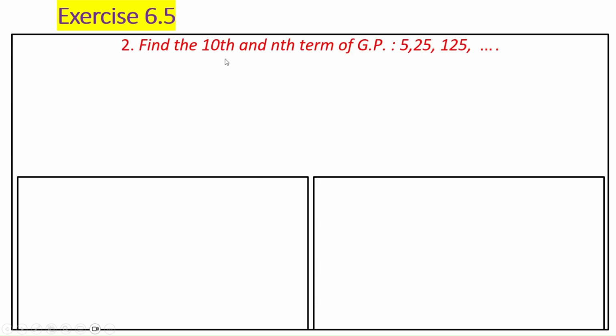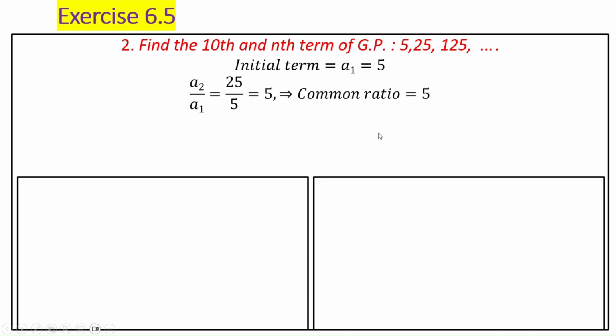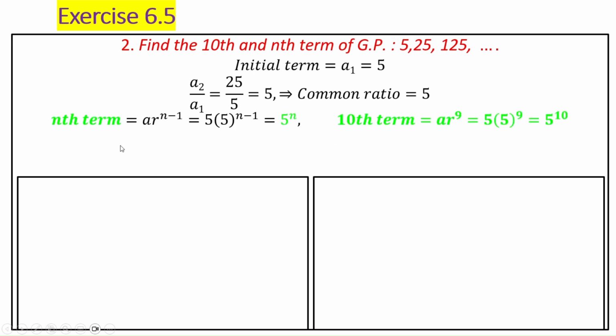Find the 10th and nth term of the GP given here. The initial term is a1 equal to 5 and the common ratio is 5. So the nth term is a r to the power of n minus 1, which is 5 into 5 to the power of n minus 1, or 5 to the power of n. So the 10th term will be a r to the power of 9, which is 5 to the power of 10.